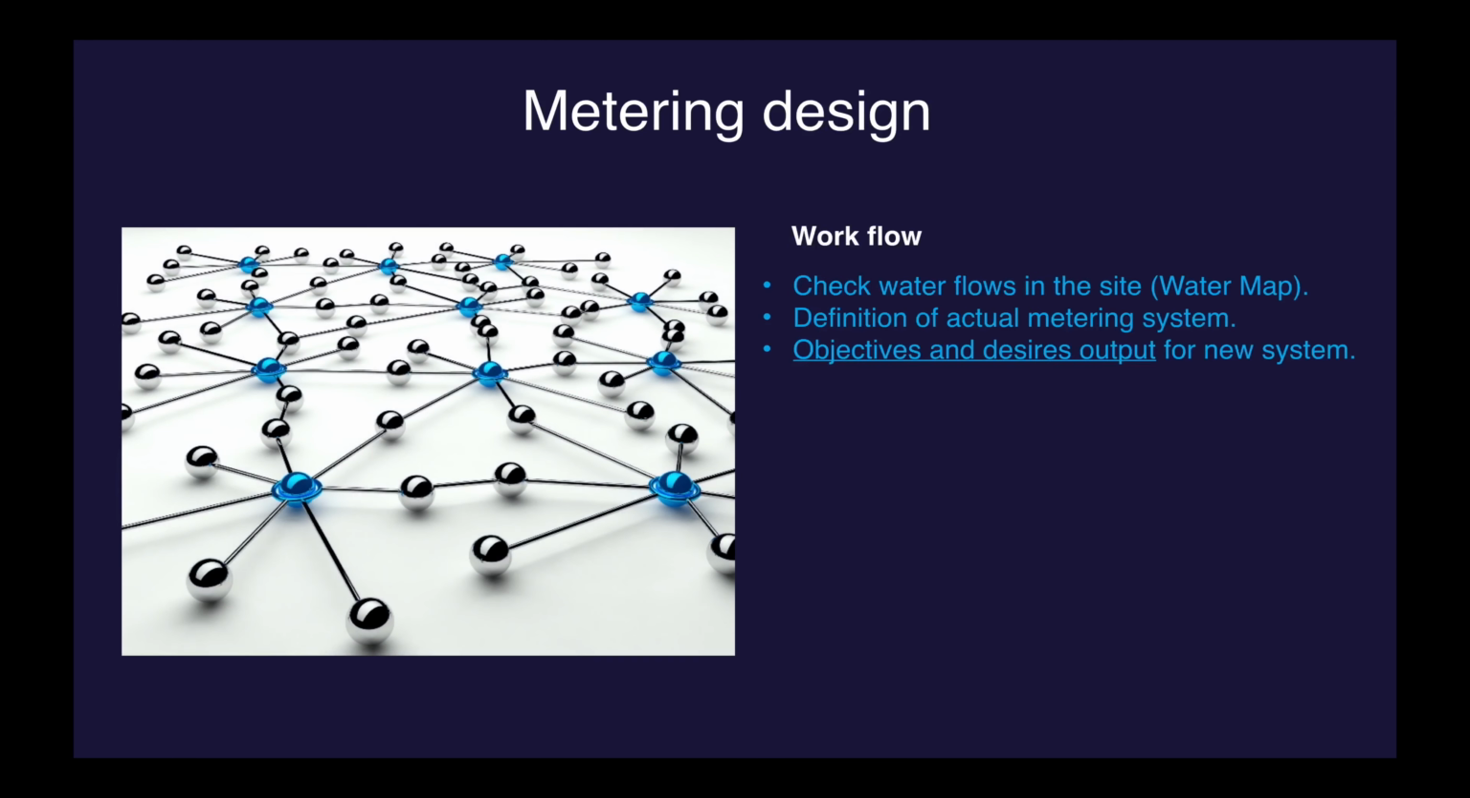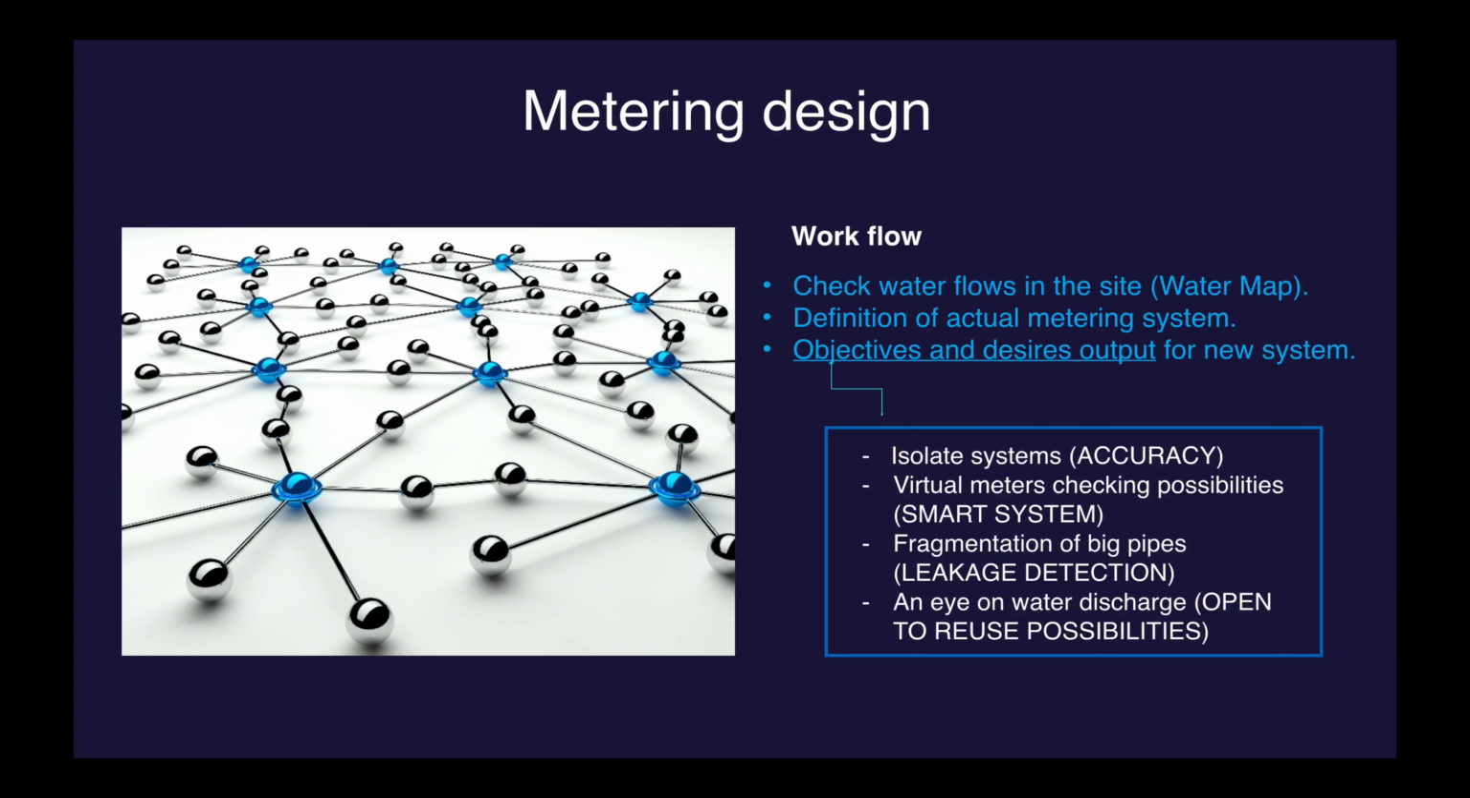So, metering design: how can we do it? The workflow would basically be, first, building a water map, then defining the actual metering system inside the company, and afterwards checking the objectives and desired output for the new system.